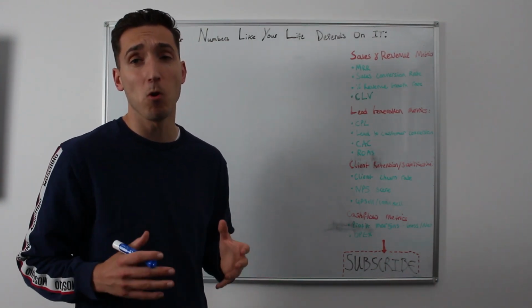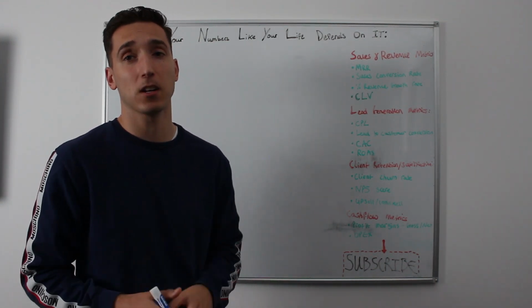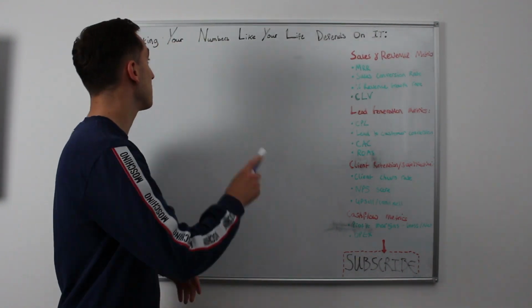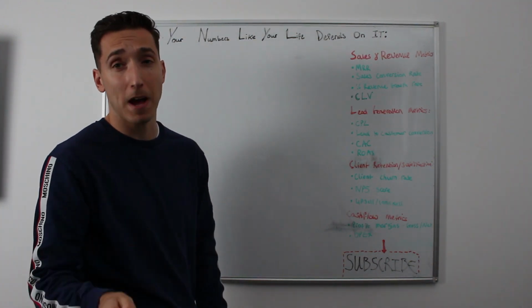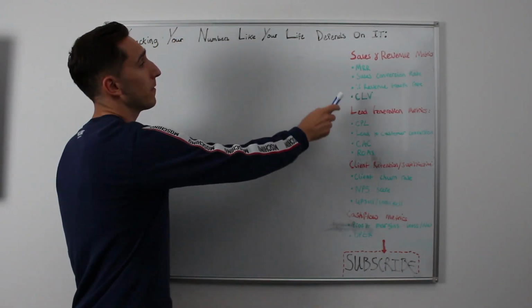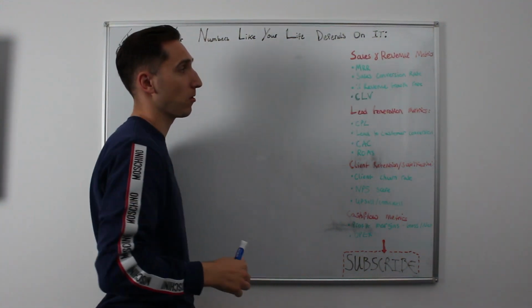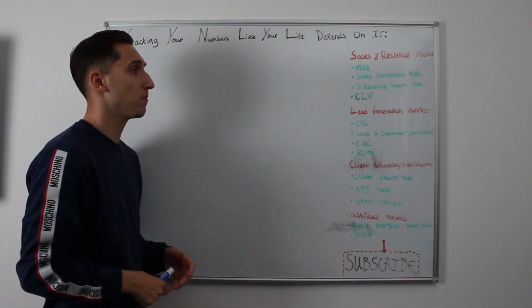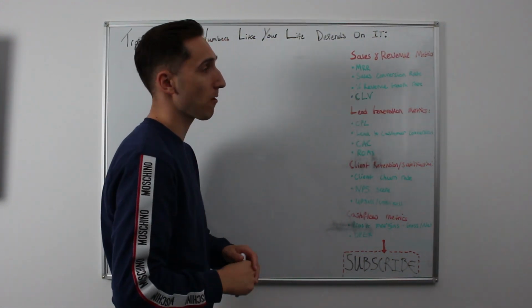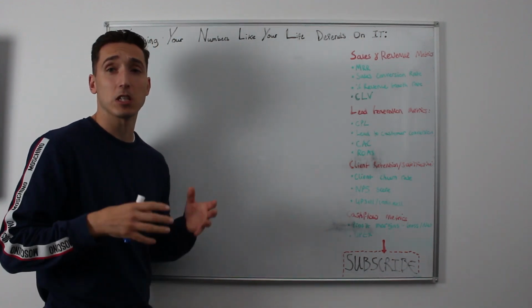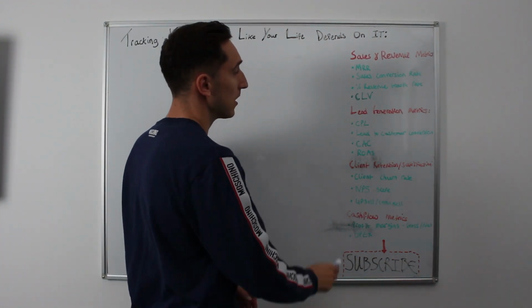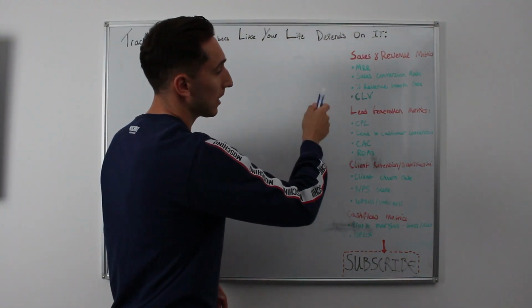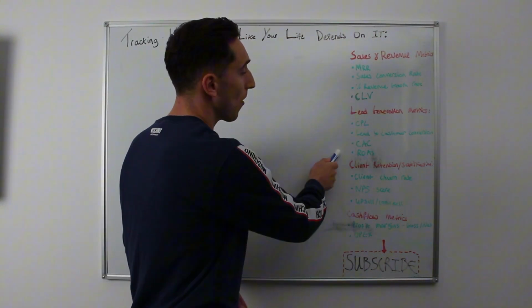Agencies fail more frequently when they start to get clients. So this video today is going to be outlining why you should be tracking your numbers like your life depends on it. We're going to be covering everything from sales and revenue metrics, so looking at MRR, sales conversion rates, the percentage revenue growth rate, and CLV, which is client lifetime value. And then lead generation metrics, looking at CPL, lead to customer conversion, CAC, ROAS.